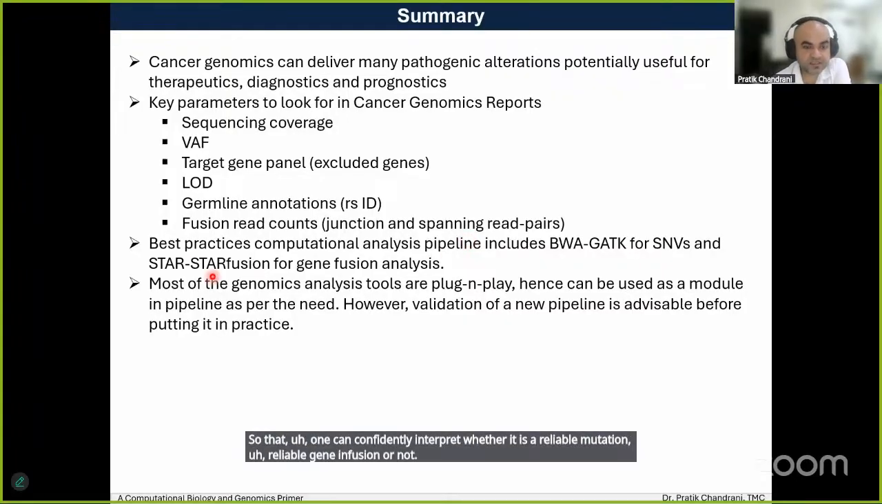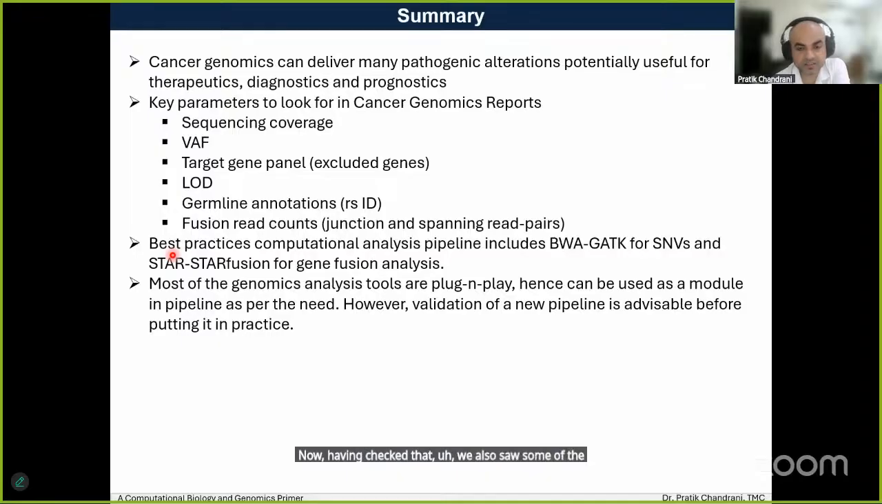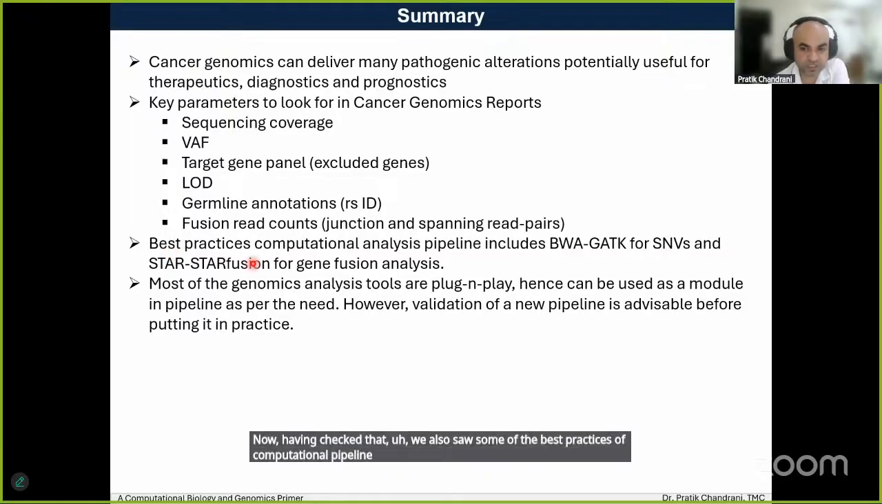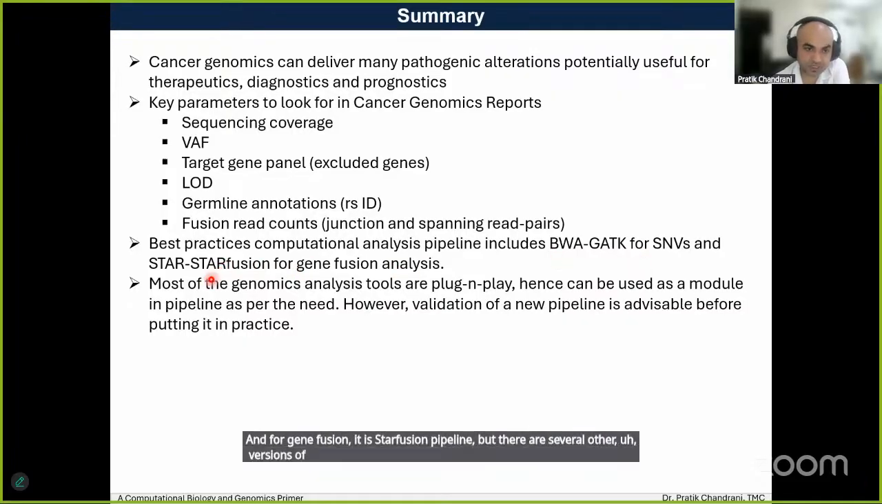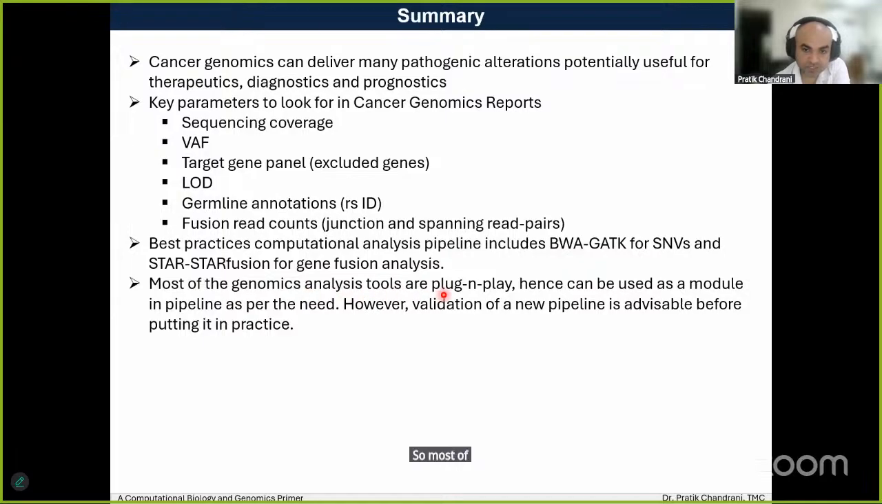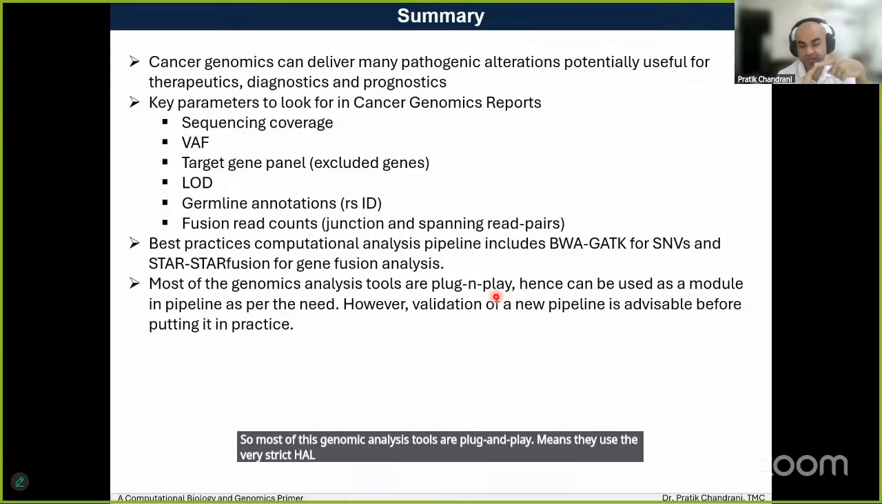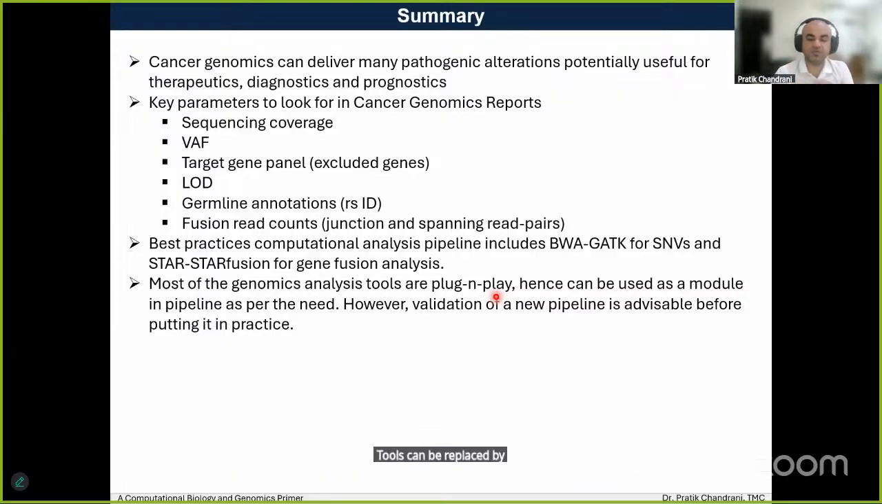Now, having said that, we also show some of the best practices of computational pipeline and one or two variants of them as well. One of the most commonly used best practices is the BWA GATK pipeline, and for gene fusion, it is the STAR-Fusion pipeline. But there are several other versions of this pipeline as well. Most of the genomic analysis tools are plug and play, meaning they use very strict file formats that we see, FASTQ, SAM/BAM, VCF, and so on. So these tools can be replaced by any other tool in a plug and play fashion.